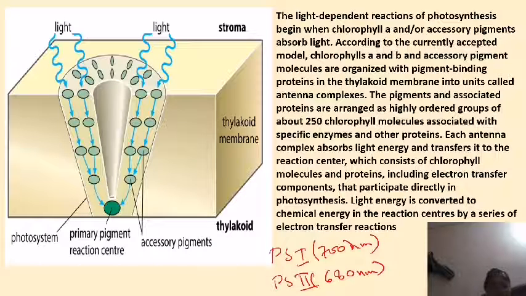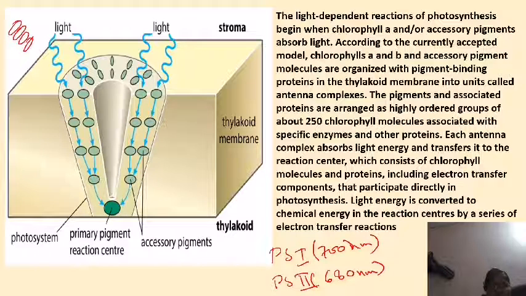Now their location varies. The photosystem 1, basically you find them where the thylakoid membrane of the granum is facing towards the stromal side. Suppose I make this your granum, your thylakoids.